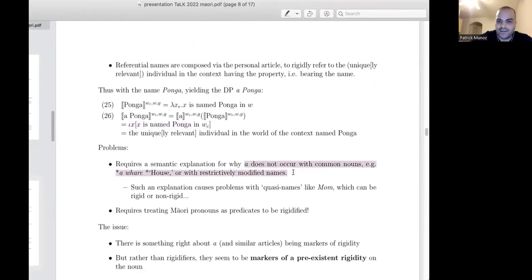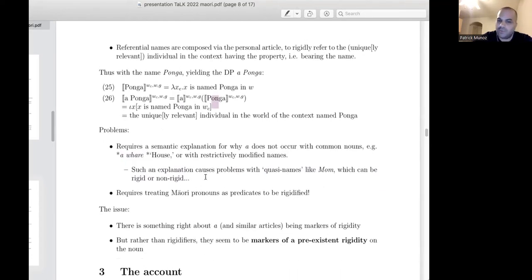The problem with this account is that it requires an explanation, and I think a semantic explanation, for why a does not occur with common nouns. So why don't you get things like afare, that means house, as if it were a name, right? Like I'm going to house, like I'm going home or something. That doesn't really happen. I don't think there's a good morphological explanation for this. I think it has to be a semantic one. I propose such an explanation, basically saying that the way that a works, it can only combine with name-like semantics. But I don't think that's right.